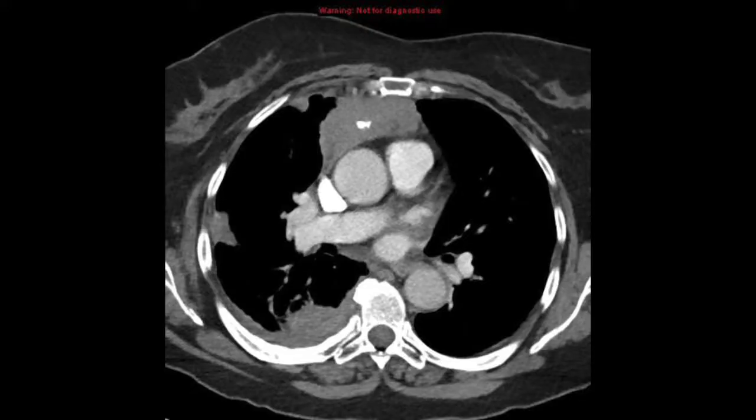Why? Because myasthenia gravis is often associated with something called a thymoma, which produces those autoimmune antibodies. They might even show you a CT where if you look around at the thymus, just posterior to the sternum, you might see a mass. Anterior to the heart, posterior to the sternum.